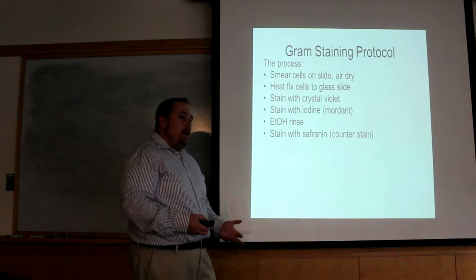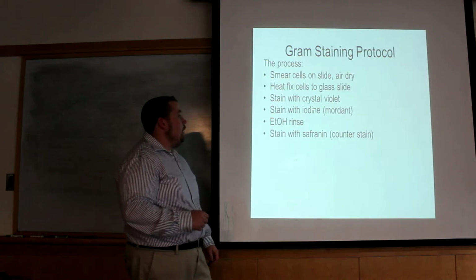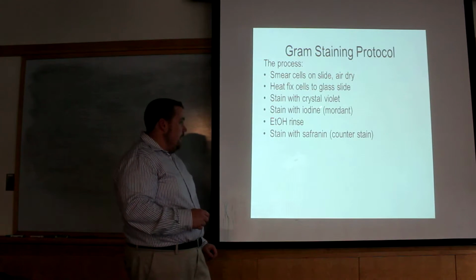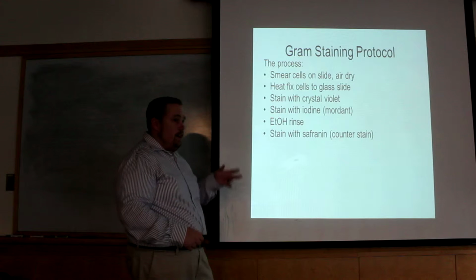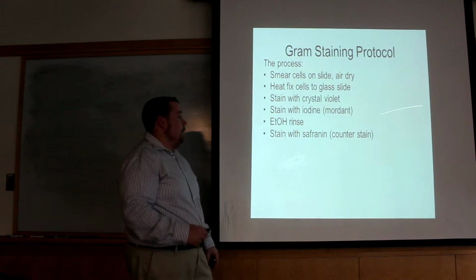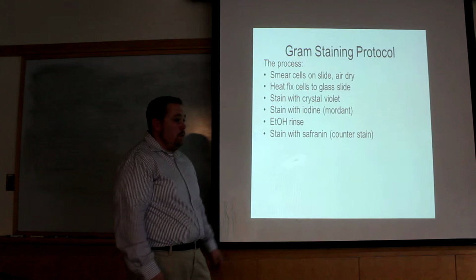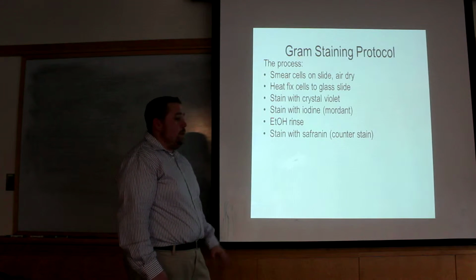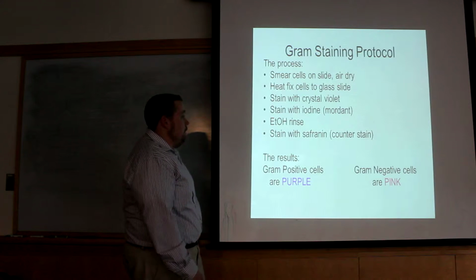Once you have your slide fixed, you'll then stain with crystal violet, and then with iodine, rinse off the crystal violet and iodine with ethanol, and then stain with safranin as a counterstain. And we'll go through this step by step in a minute, but this is basically the summary of what we're going to be doing.